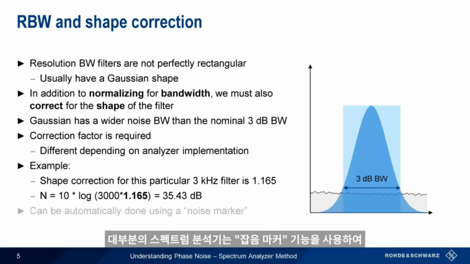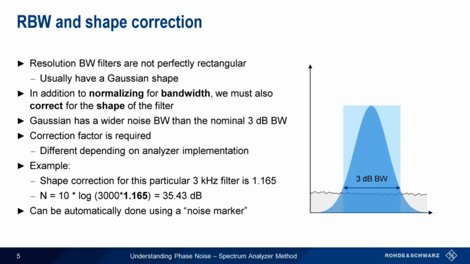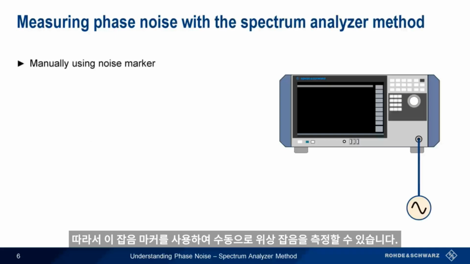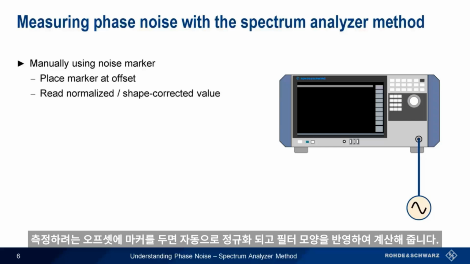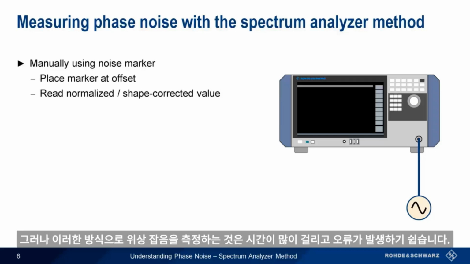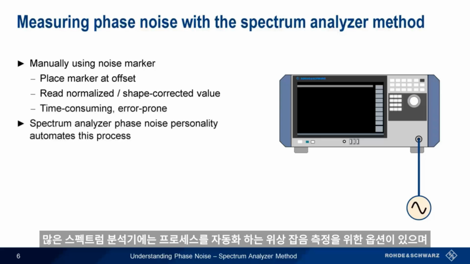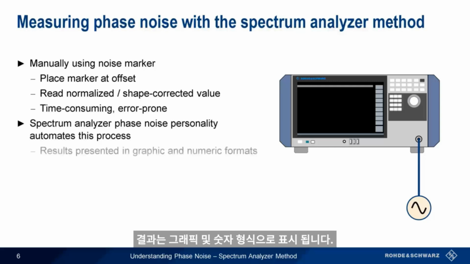Note that most spectrum analyzers can automatically apply both types of correction, bandwidth and shape, by using a special noise marker function. We could therefore use this noise marker to manually make phase noise measurements. We would simply place the marker at the offset of interest and read off the normalized and shape-corrected value. However, like most other manual processes, measuring phase noise this way is both time-consuming and error-prone. Many spectrum analyzers, therefore, have a phase noise personality or option that automates the process, with the results presented in both graphic and numeric formats.